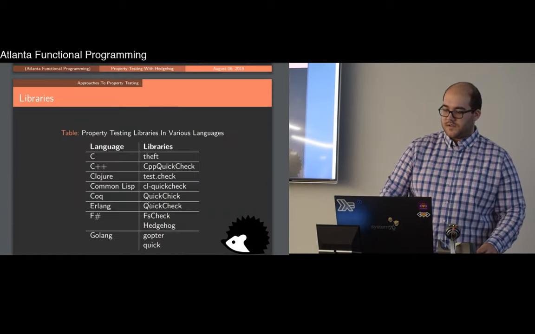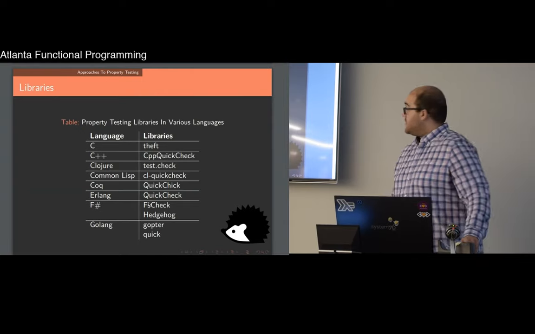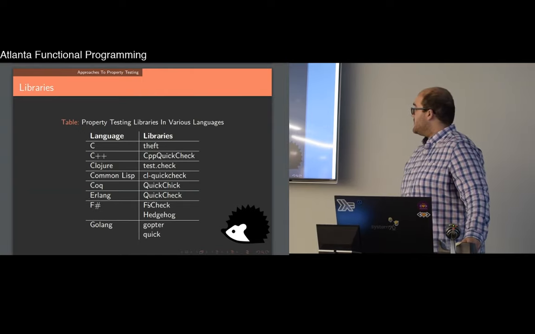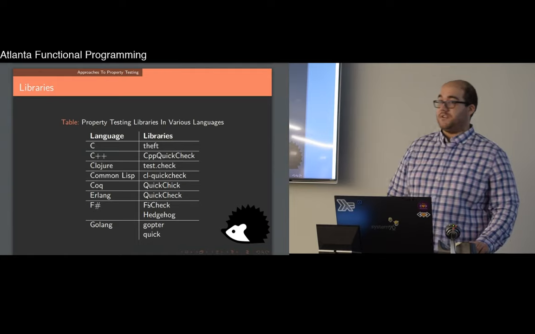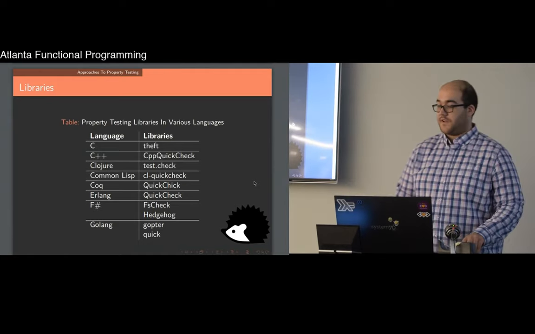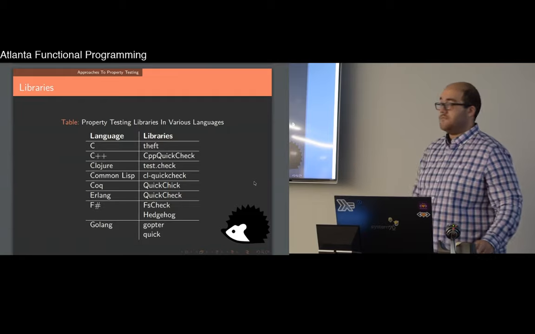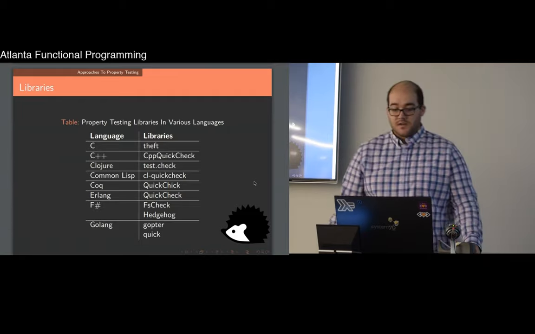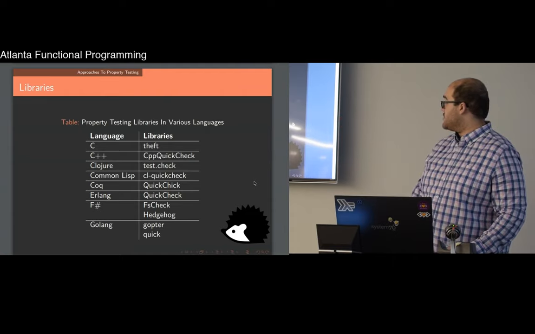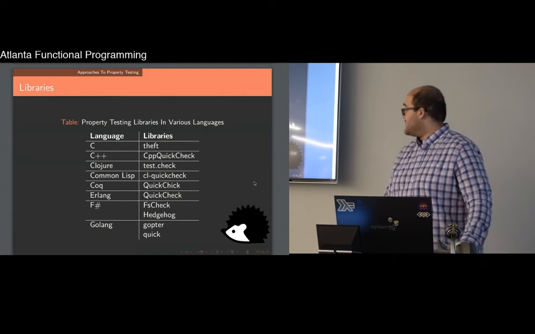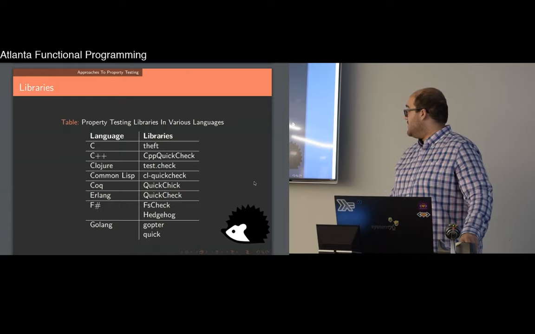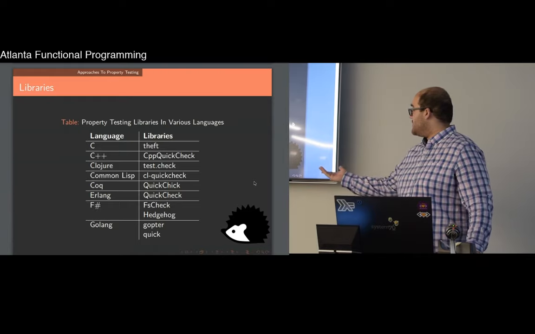But I digress. I'm going to briefly mention a bunch of libraries for various languages which provide property testing. You can probably look at these, but C has theft, C++ has CPP QuickCheck, Clojure has test.check, Common Lisp has CL-QuickCheck, Coq has QuickCheck.